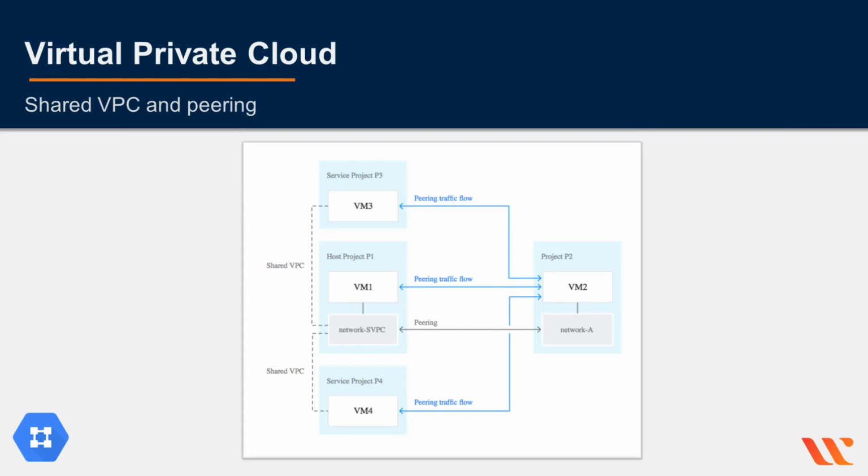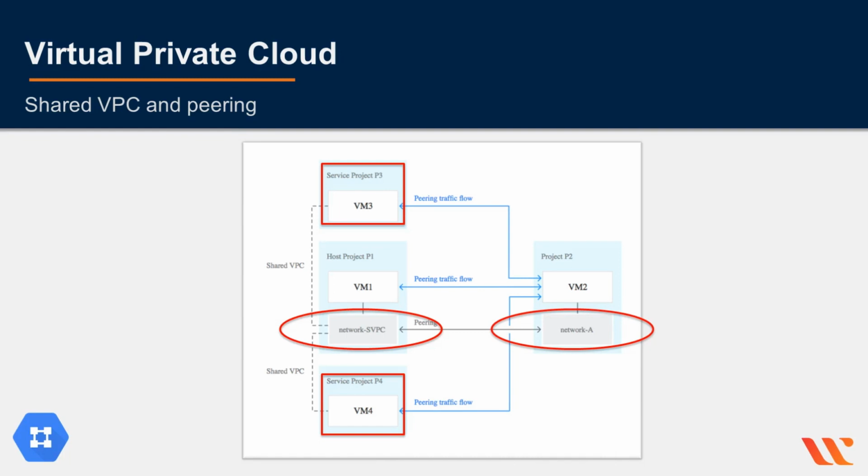Here's an example of a shared VPC with peering. Network SVPC is a shared VPC network that's in project P1. Projects P3 and P4 are able to attach VM instances to that network. Then network SVPC peers into network A.